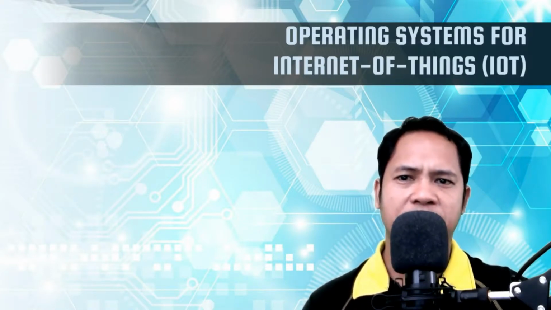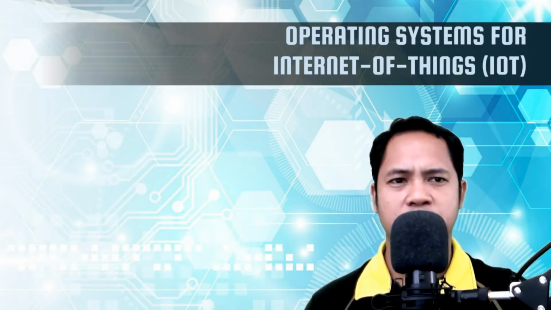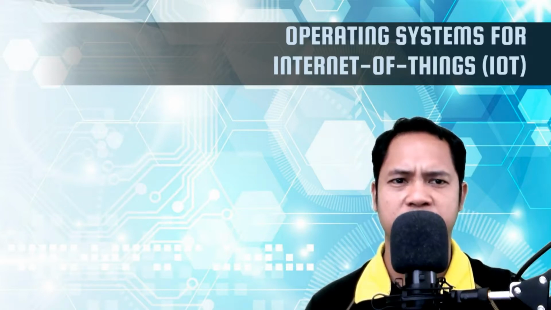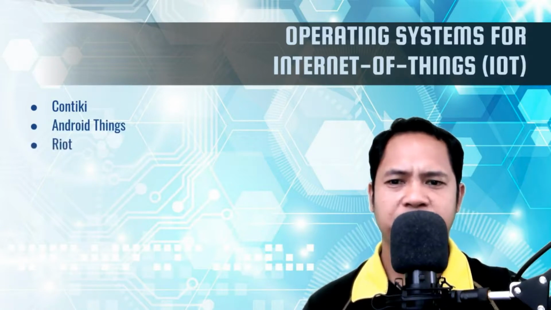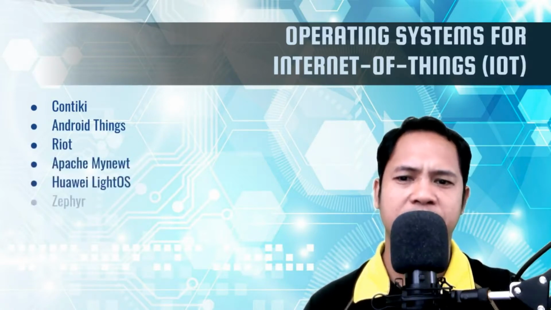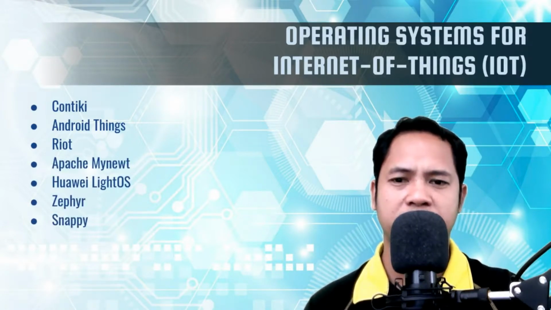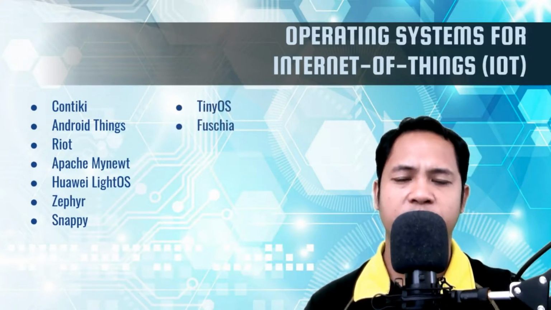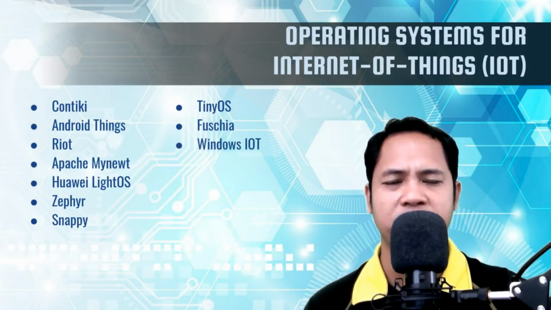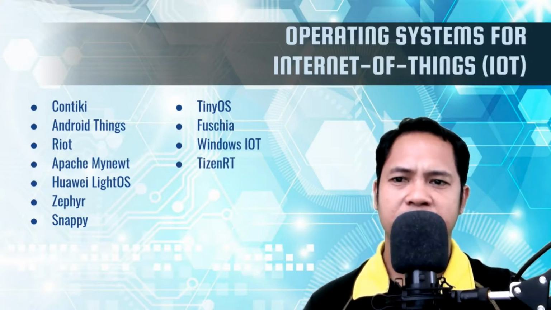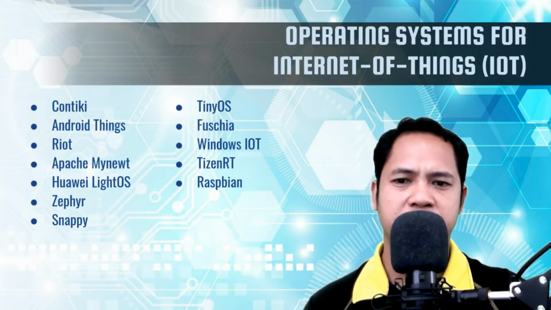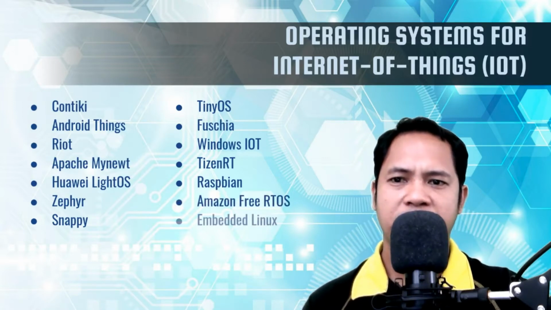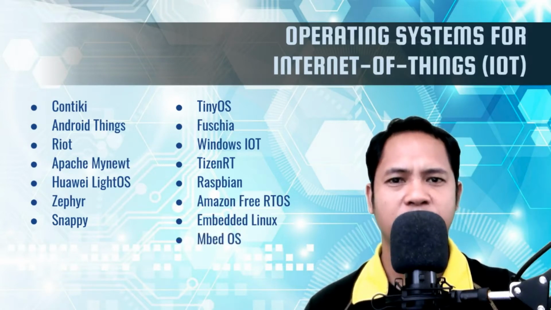Now, Internet of Things, or IoT, is relatively new. But even so, there are a lot of operating systems designed for such purposes. Now, this includes the Contiki, the Android Things, the RIOT, Apache Mynewt, Huawei LiteOS, Zephyr, Snappy, which is based on Ubuntu Linux, TinyOS. There's also Fuchsia. Windows IoT is also the version of Windows that is intended for Internet of Things. There's also Tizen RT. Then there's Raspbian, which I think is probably the most popular among them all because Raspbian is the one that is running on Raspberry Pi as well as Banana Pis, single board computers. There's also Amazon FreeRTOS and Embedded Linux and also Mbed OS.